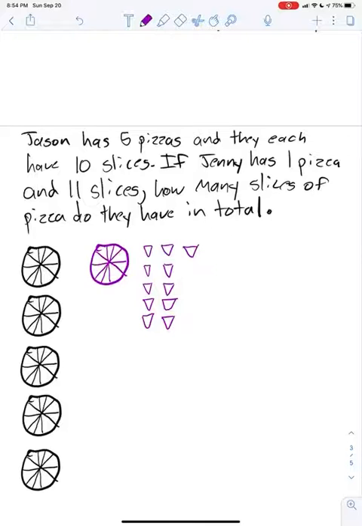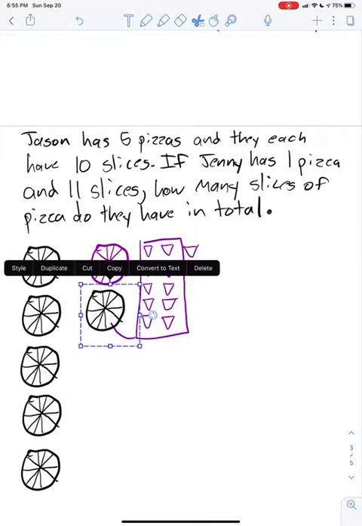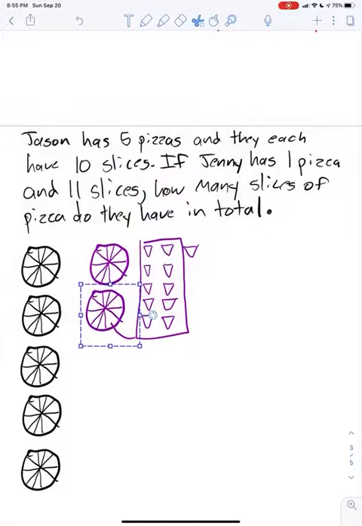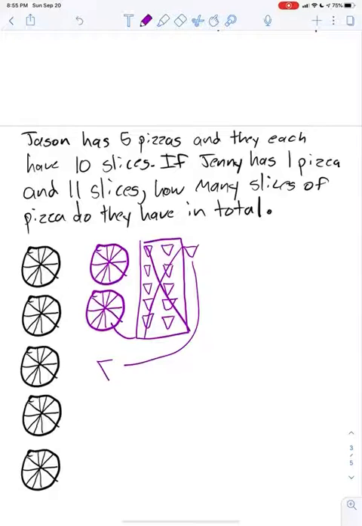So my question is, is it possible to combine any of these slices to make a full pizza? How many do we need? Well, just like with the money and like all the other problems we do, we need 10 of them. So these 10 can turn into a full pizza. And now we don't need these 10 anymore because we turned it into a tens piece. And then we're left with 1 additional pizza slice.